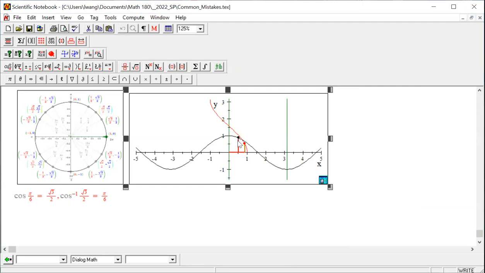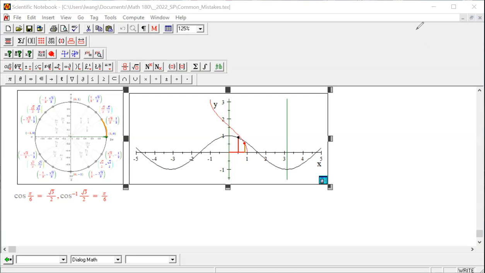You see the black dot is on the cosine curve and the red dot is on the arc cosine curve, and the orange is the arc length. That's why it is called arc cosine. Okay, so I'm just trying to convince you that it should be called arc cosine, not cosine inverse, because it's going to confuse so many of us.